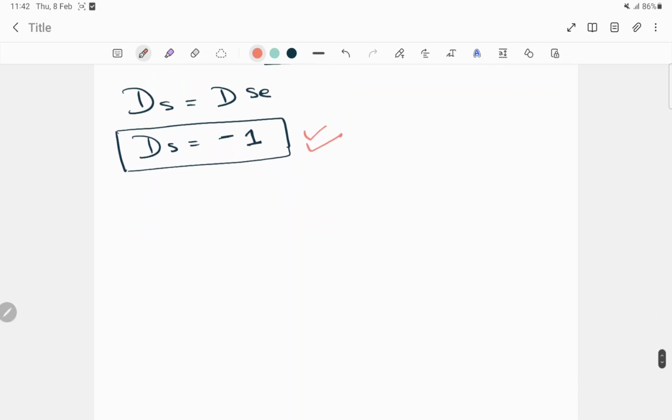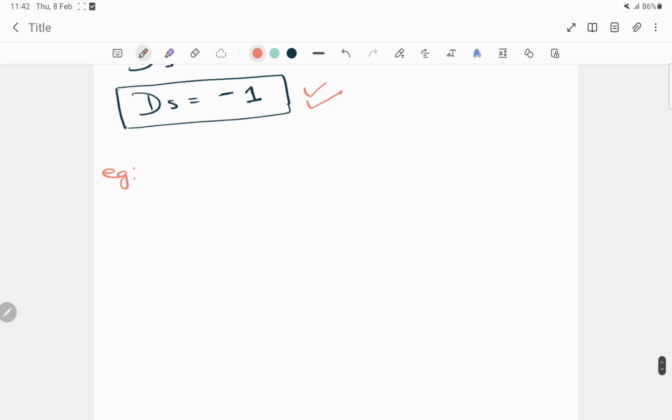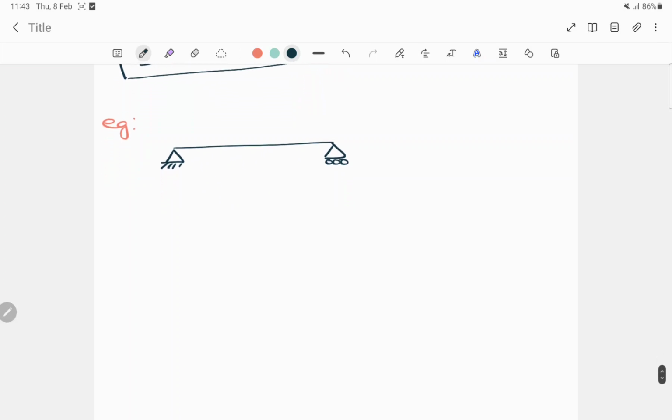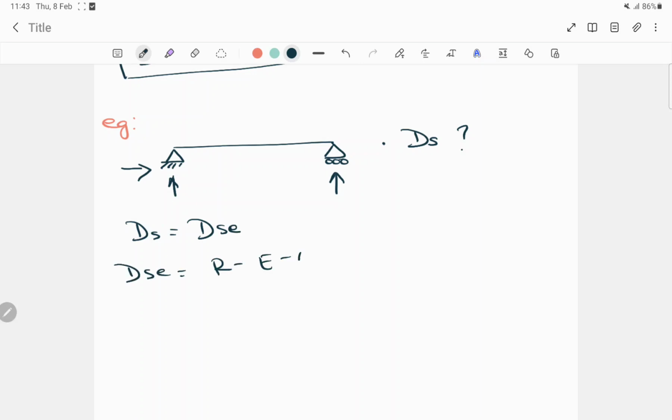Okay, so now again I'll take one more example. Suppose it's a beam with a hinge support at one end and a roller support at the other end, and in this type of beam there is no internal hinge present. For the hinge support we have two unknown reactions, and in the roller support there is only one reaction. Here also we have to find DS. We have the formula DS is equal to DSE, and DSE is equal to R minus E minus A.